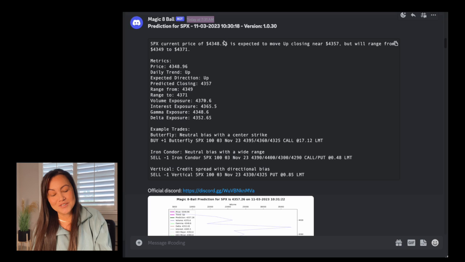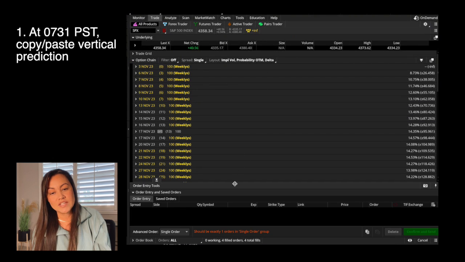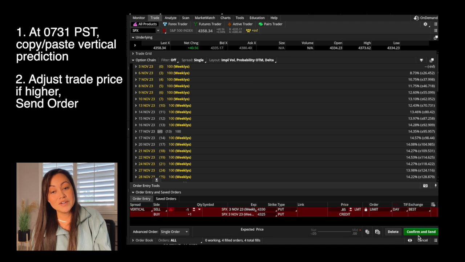Okay, so this is basically just 3 steps. At 7:31 Pacific Standard Time, I copy and paste the Magic 8 Ball suggested vertical from Discord to Thinkorswim. They have a copy and paste feature. Of course, you could build it on your own. I send the trade and I wait for a fill.